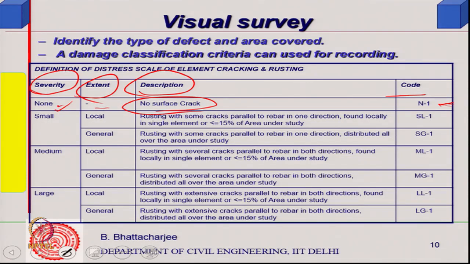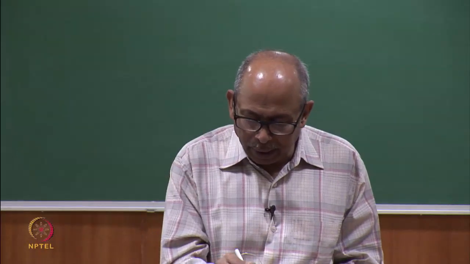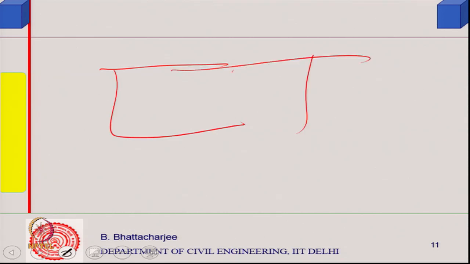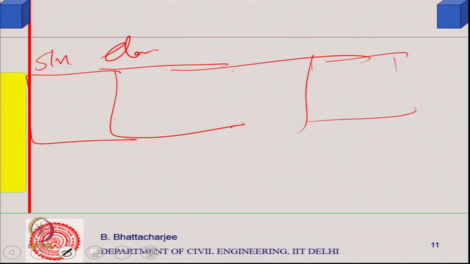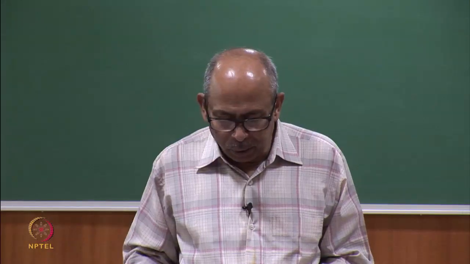So, when you do a visual survey of a structure, you can do it something like this. For example, you can write it in tabular form: serial number, then element description, then you might even put a photograph if you like, and then put the code. Somewhere you can devise your own sort of classification and put a code. Maybe I have some examples I will show you.